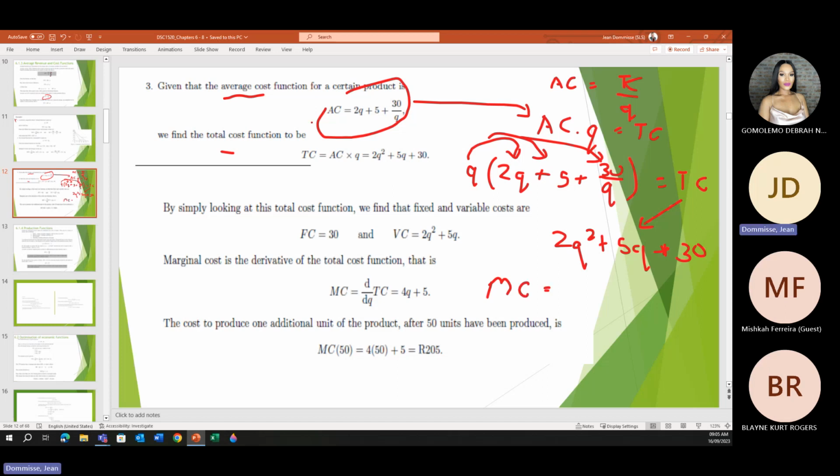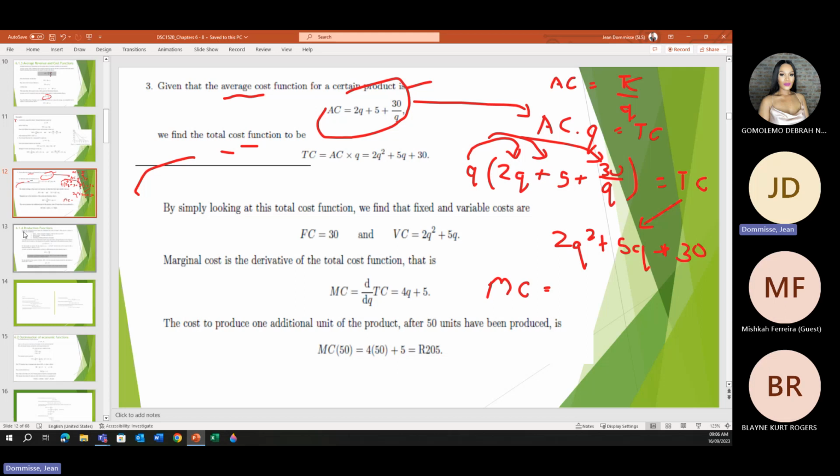So by just giving you the average cost, they could have, here we've now worked out the total cost, and then from there worked out marginal, or we're going to do that, but they can ask you directly, here's an average cost function, what is my marginal cost? So they don't need to guide you step by step how to get to it.